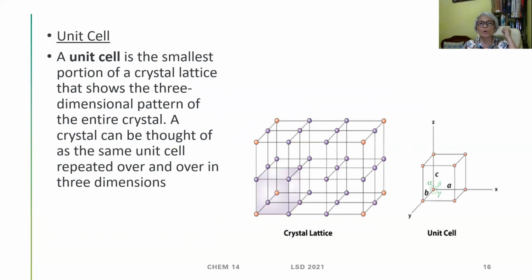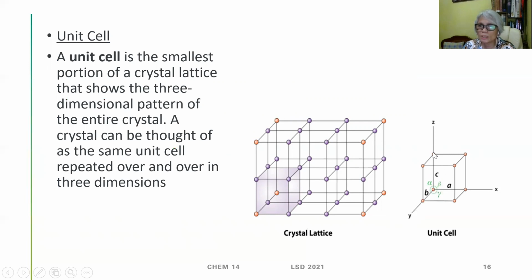So this is the smallest portion of the crystal lattice, and we call it the unit cell. When you stack them together, this is what the crystal lattice will look like. You get one, that's a unit cell. So a crystal can be thought of as the same unit cell repeated over and over in 3 dimensions. So what do we see in the unit cell? We have these sides, which are called edges. But these are the axes: you have Y, you have Z, and then X.